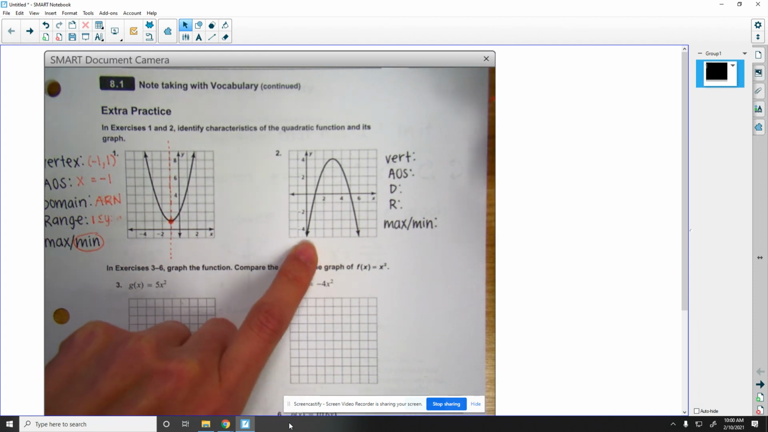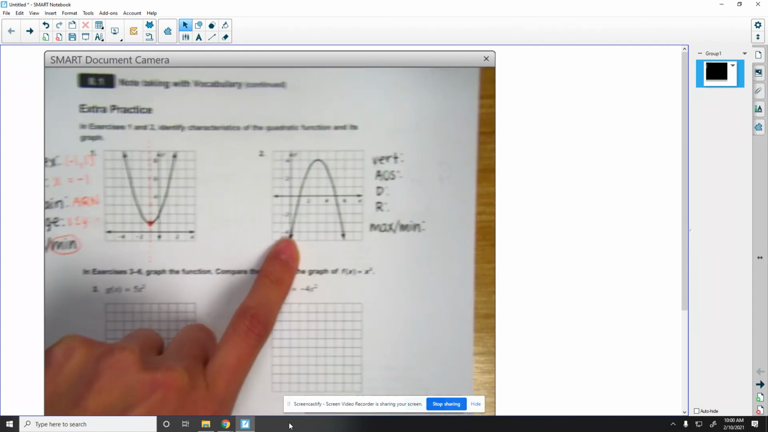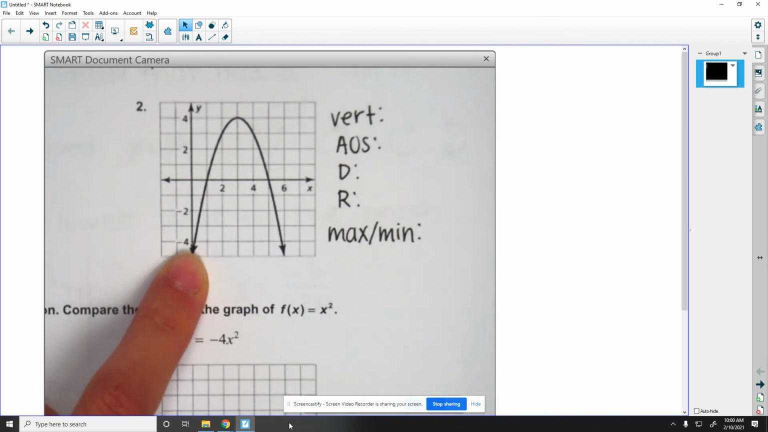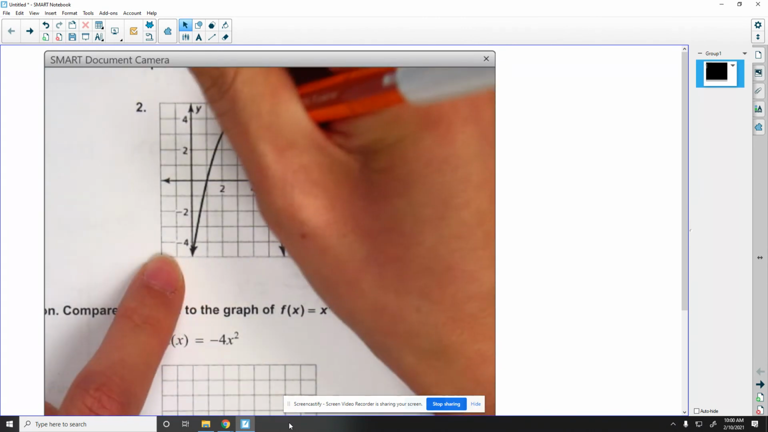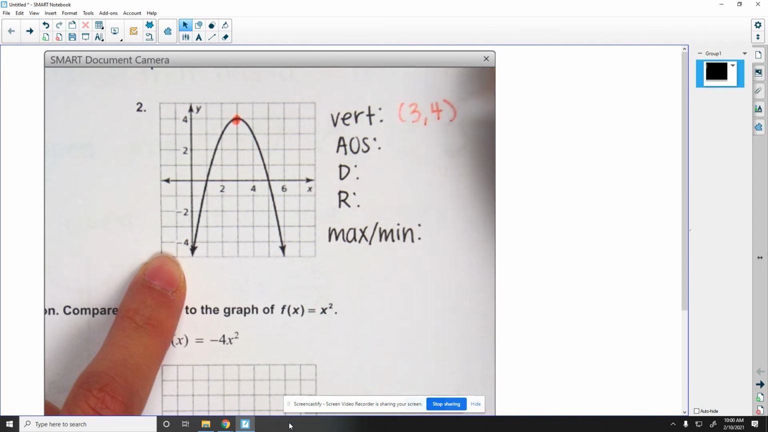3, 3 is so close. It's kind of small, sorry. 3 comma, yeah, 3 comma 4. Do you see how it's right here? So close. 3 comma 4. Okay.